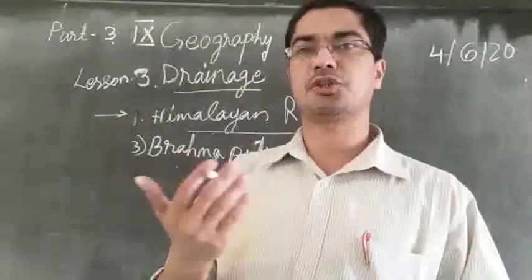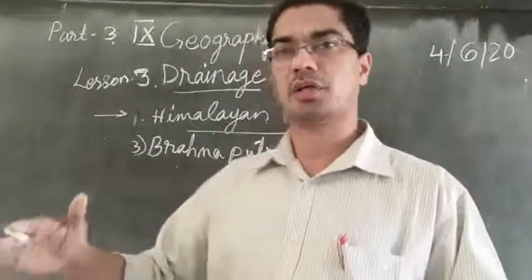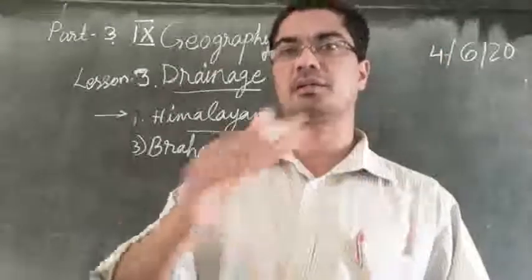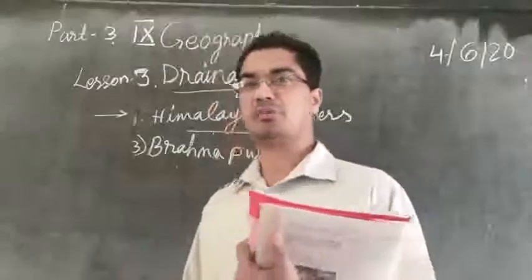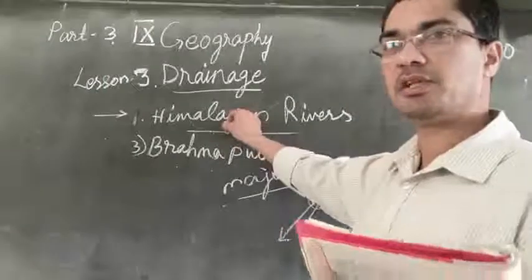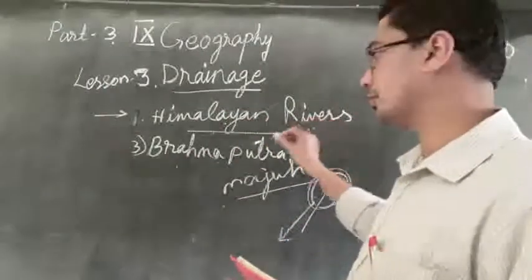Since it is bringing a large amount of silt, it deposits it in the middle of the river or at the side of the river, and then the river will change its course. The river will take another direction and flow. So these are the three major rivers that we have come across, flowing from the Himalayan mountains, and that's why they are known as Himalayan rivers.